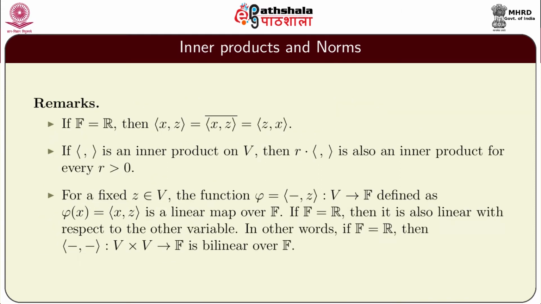A few remarks. If F is the field of real numbers R, then obviously the complex conjugate of the inner product x comma z is the inner product x comma z itself, and that is equal to the inner product z comma x. The second one says that if we have an inner product on V, then if we multiply it by any positive real number r, then r times the inner product is another inner product on the vector space V.